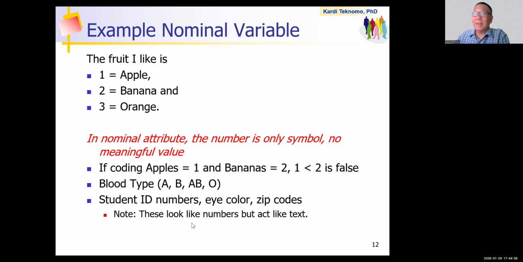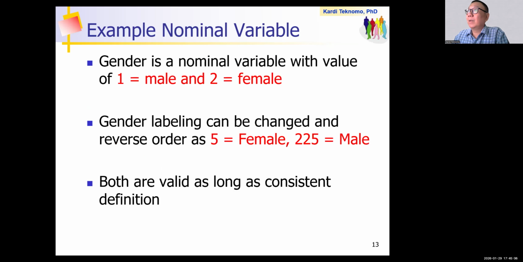Is that clear? The numbers are only symbols; there is no meaningful value unless you assign it to the label. Say gender is a nominal value, so you can assign 1 to male, 2 to female, but you can change it to whatever number, not just 1 and 2. You can put 5 for female, 225 for male, and so on. Both representations are valid as long as they are consistent with your own definition.